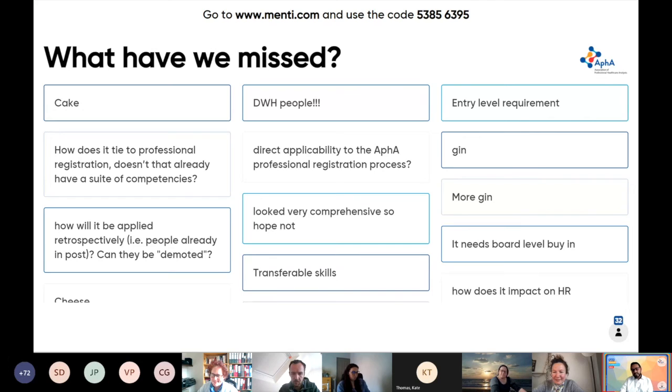When we are actually able to meet, hopefully face-to-face, at next year's conference, if we talk about competency framework, we'll definitely have to think about cake, gin, and cheese, and might not see anybody else afterwards. It will be all over the shop after that, two shots of gin or more. But there's some great feedback.